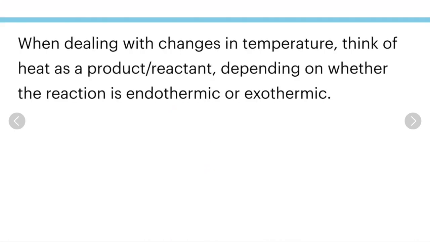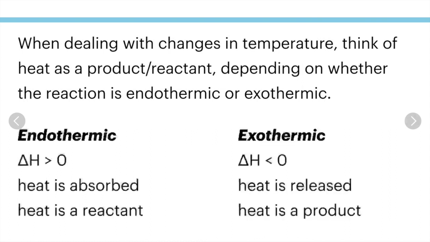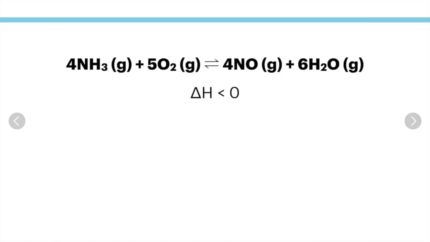Now let's look at another type of change, changes in temperature. So when dealing with changes in temperature, it's really helpful to think of heat as a product or reactant, depending on whether the reaction is endothermic or exothermic. So to review, if a reaction is endothermic, it is indicated by a positive delta H, and the forward reaction absorbs heat, meaning heat is a reactant. If the reaction is exothermic, delta H is negative, the forward reaction releases heat, so heat is a product of the reaction. Here's an example.